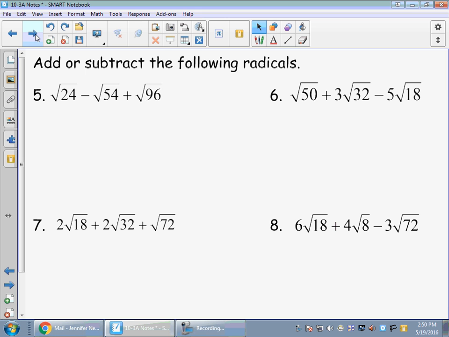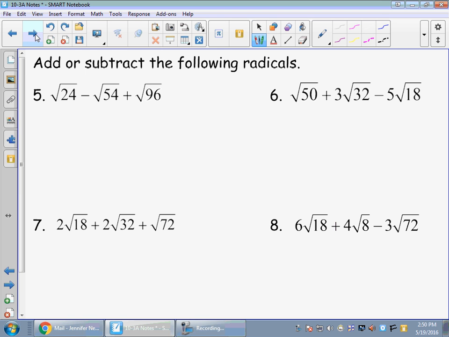All right, let's take it a step further here. So on this page, it's important that we simplify first. If you look at number 5, there is nothing like in that problem. But I noticed 24, my eyes can see that I can pull a 4 out of there. 54, I can take a 9 out of there. And 96, I can take a 4 out of there. And actually, I can take a 16 out of there. So I'm going to do that first.